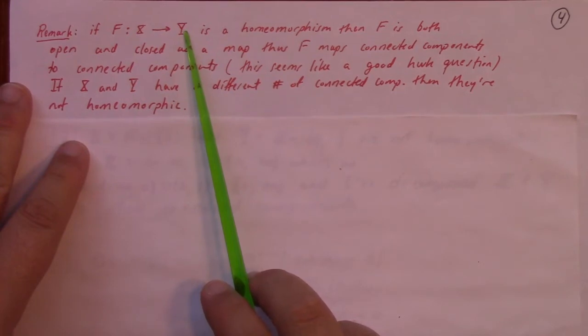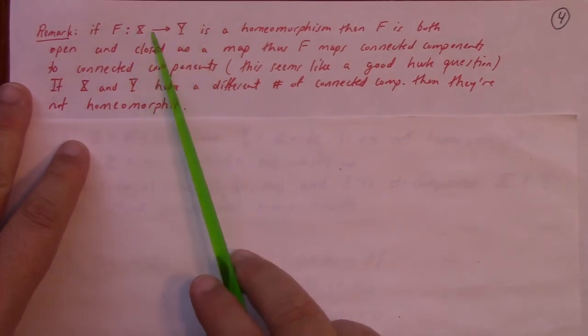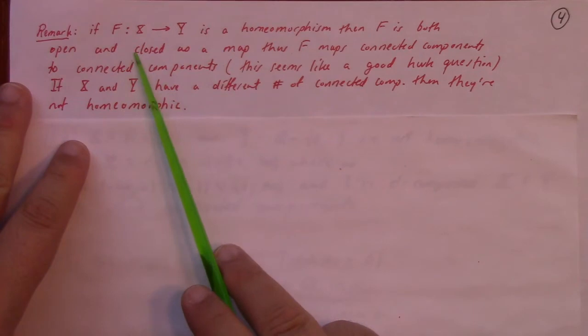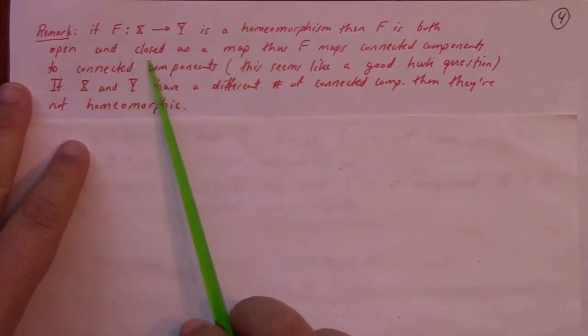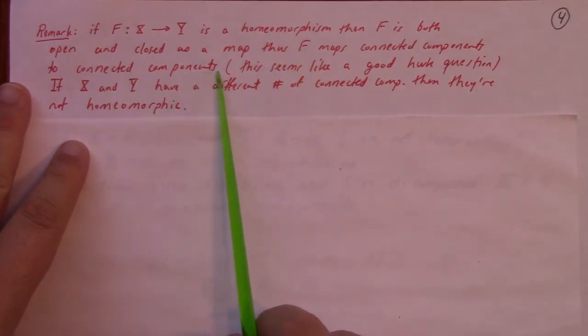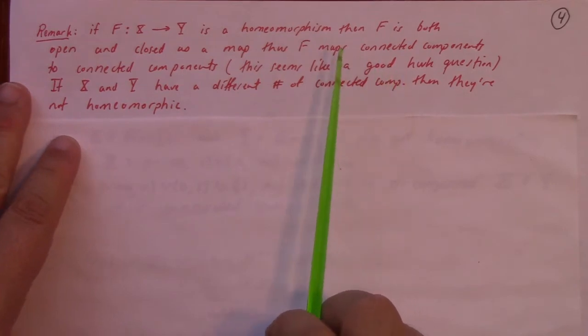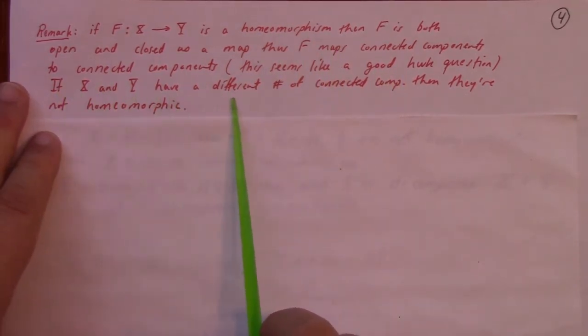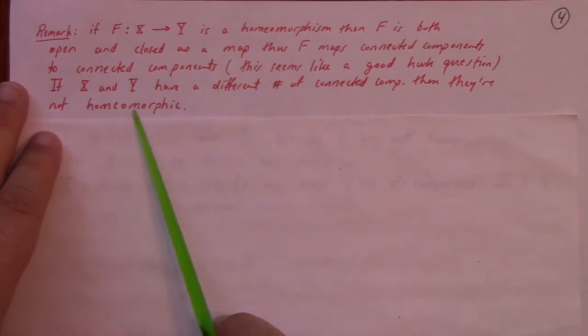the inverse image under the inverse map of an open set is open, and the inverse image of a closed set under the inverse map is closed. But that is tantamount, since the inverse of the inverse is the function again, to saying that the function is an open and closed map. So anyway, if it's a homeomorphism, f is both open and closed as a map, and consequently f maps connected components to connected components. This seems like a good homework question. And if x and y have a different number of connected components, then they're not homeomorphic.